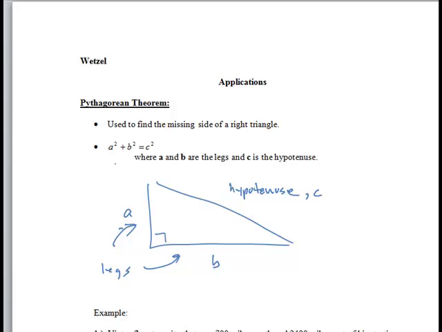So given the formula a squared plus b squared is equal to c squared, we know we can only solve an equation that has only one variable in it, which means we have to substitute values in for the other two variables.